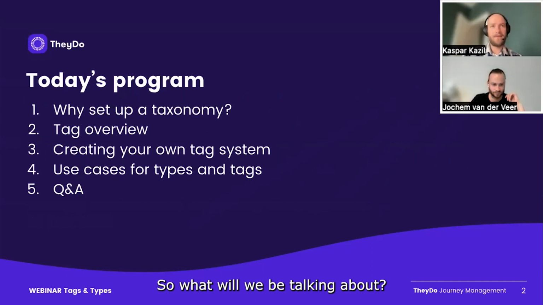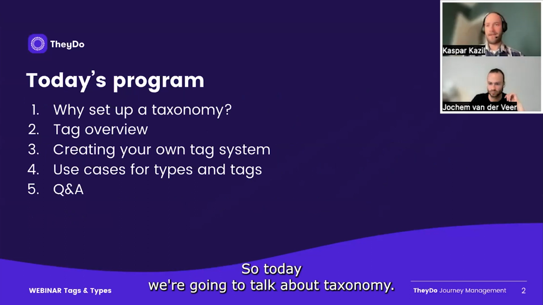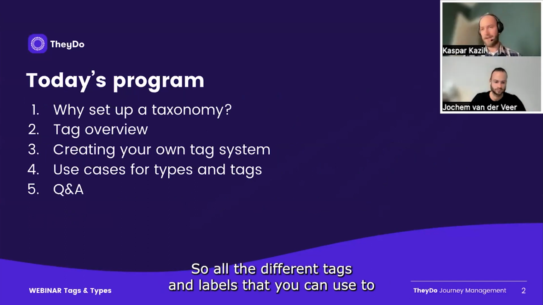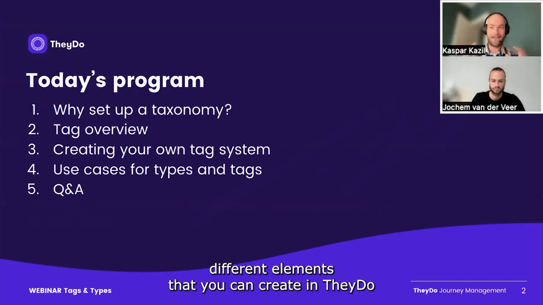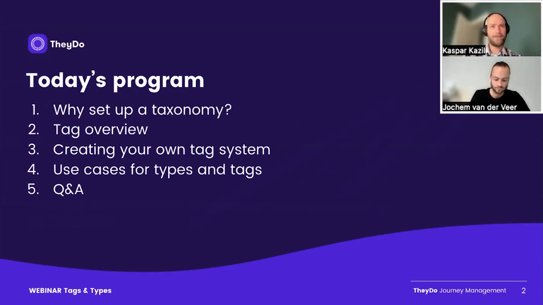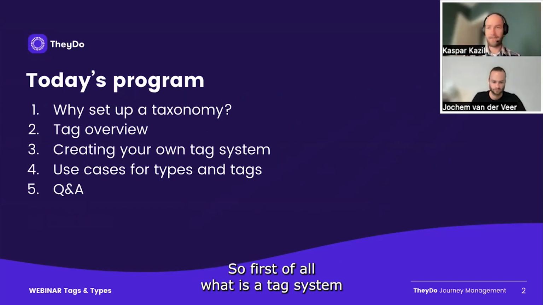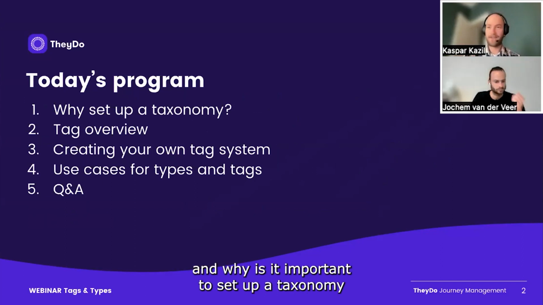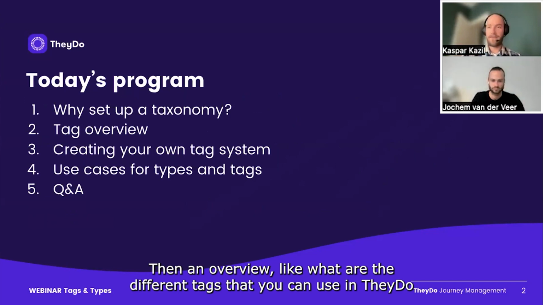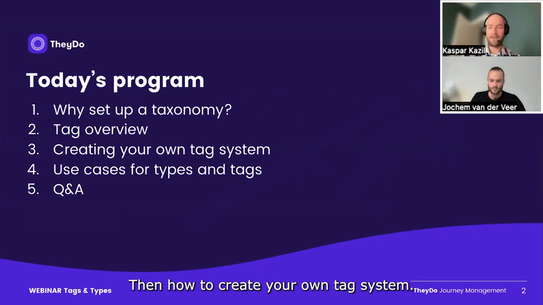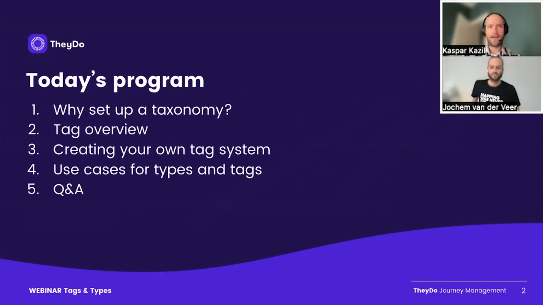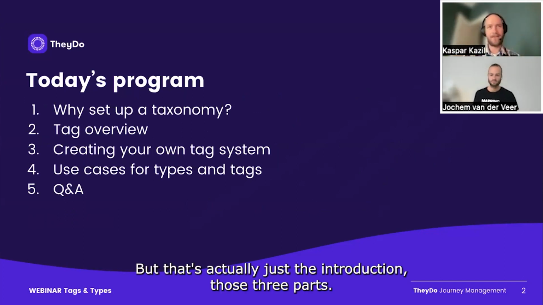Awesome. So what will we be talking about? So today we're going to talk about taxonomy. So all the different tags and labels that you can use to tag all the different elements that you can create in TheyDo. And we're going to talk about a few different things. So first of all, what is a tag system and why is it important to set up a taxonomy? Then an overview, what are the different tags that you can use in TheyDo? Then how to create your own tag system. But that's actually just the introduction, those three parts.